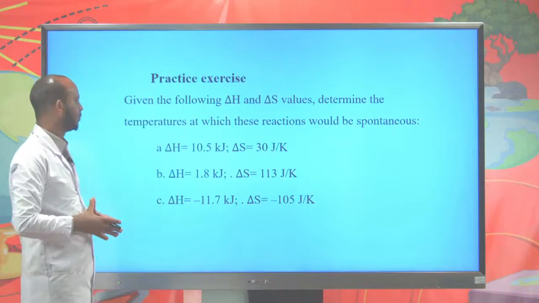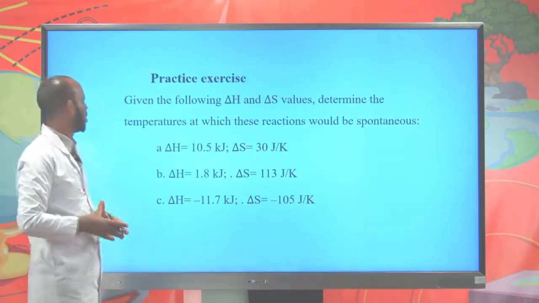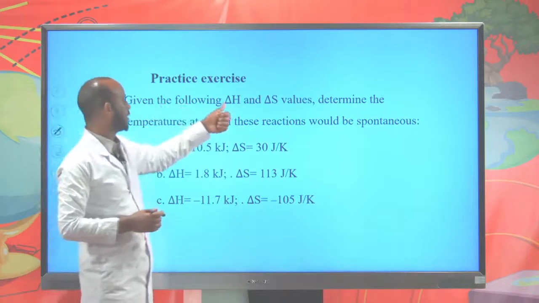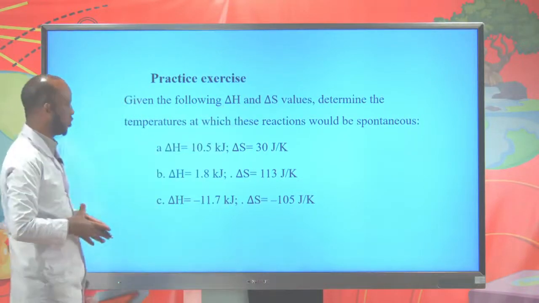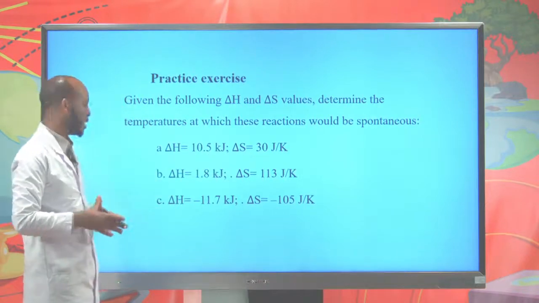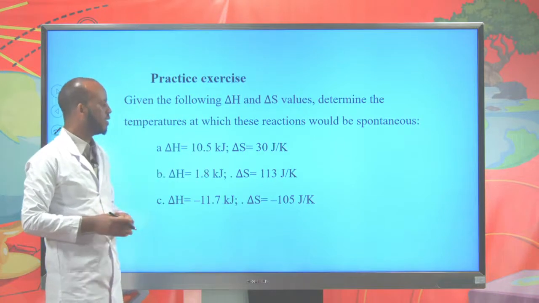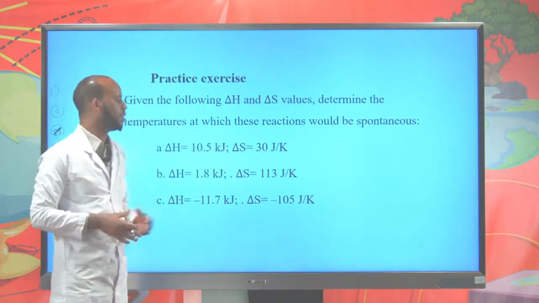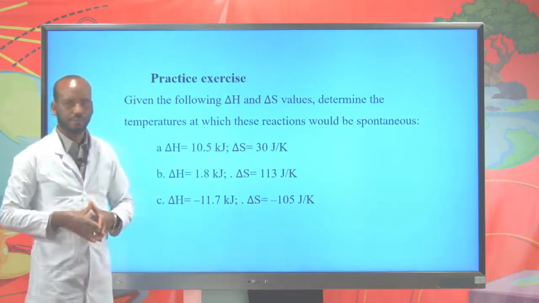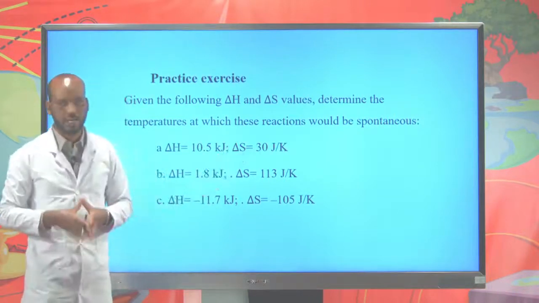Good. Let us do it together. Given the following delta H and delta S values, determine the temperature at which these reactions would be spontaneous. A, delta H equals 10.5 kilojoule, delta S equals 13 joule per Kelvin. For what temperature would this reaction be spontaneous?